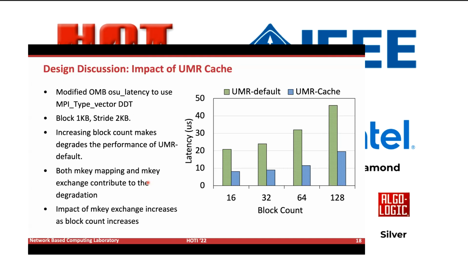Particularly, the impact of M-key exchange is more prominent in this case, because the number of IOVs has a direct impact on the number of M-keys that is created. That is why we see a huge difference in the cache versus the default scheme.